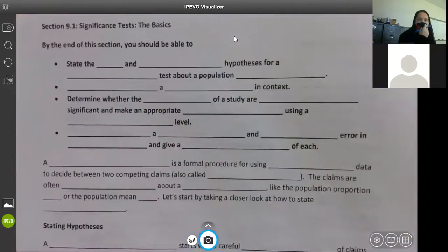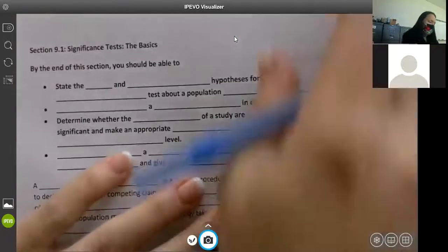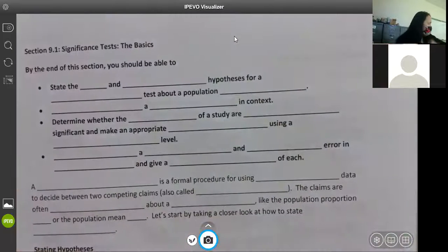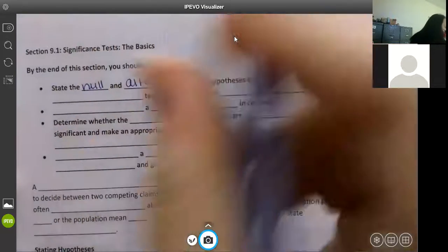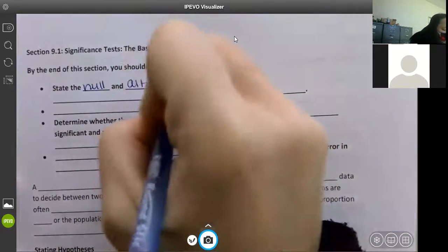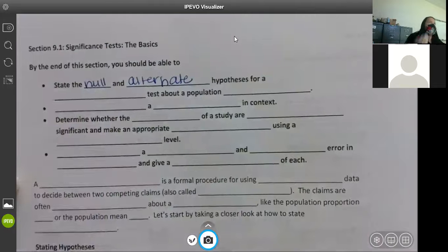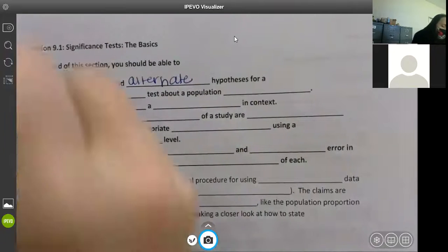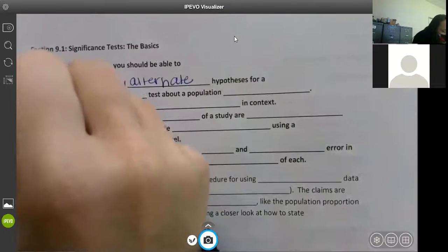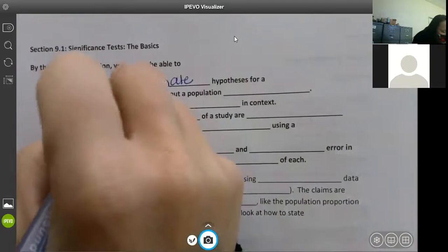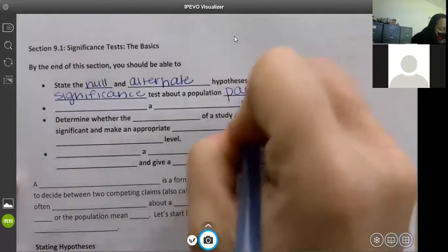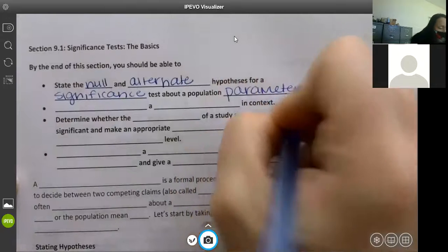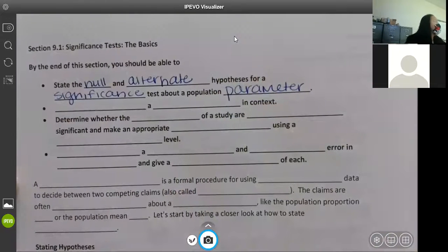So I left the blanks in the top of this one. These are the things that you need to know at the end of 9.1, which will be at the end of the day tomorrow. You're going to be able to state the null and the alternate. I say alternative sometimes, hypothesis is either or. For a significance test about a population parameter. So you are going to come up with the two hypotheses.